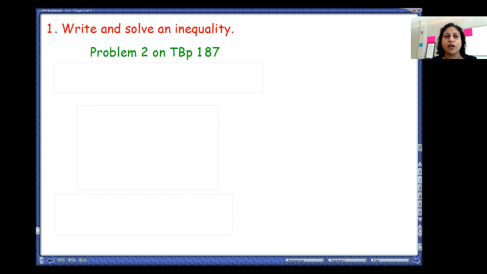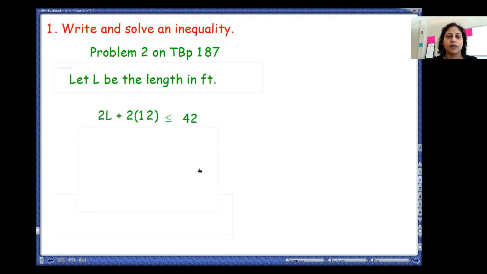So I'm going to solve an inequality, but this is a word problem. So you're going to write and solve an inequality, and you're going to follow all the steps that we follow for a word problem. This problem is on page 187 in your textbook. We're going to start with the let statement, and the let statement is let L be the length in feet. Remember to be as specific with the units as you can. And then we start writing the equation, the inequality rather.